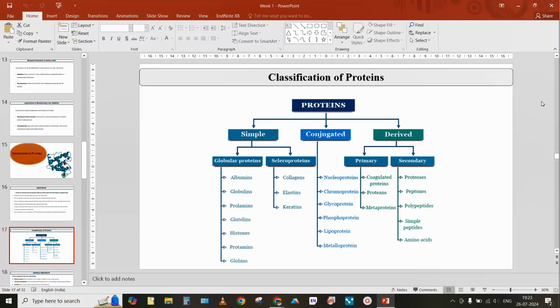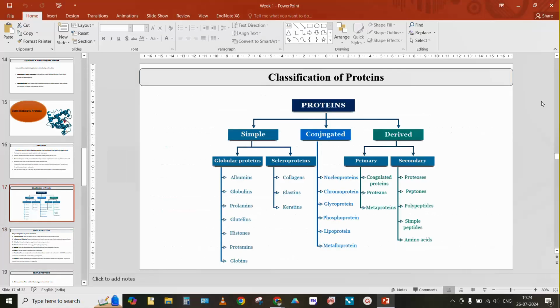Now we'll look at the classification of proteins. Basically they are divided into three classes: simple, conjugated, and derived. Now we'll cover their definitions and examples one by one. There are three types of proteins. In simple proteins, there are globular proteins and scleroproteins.